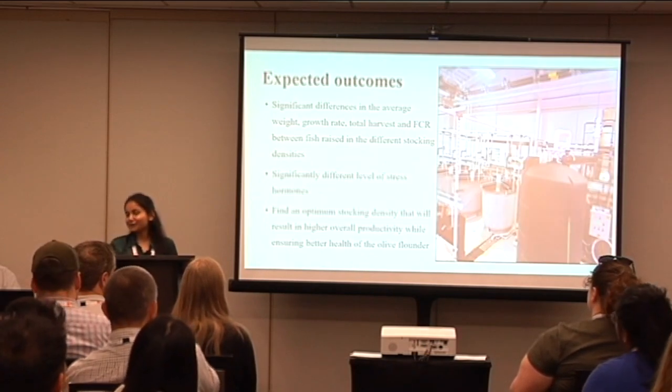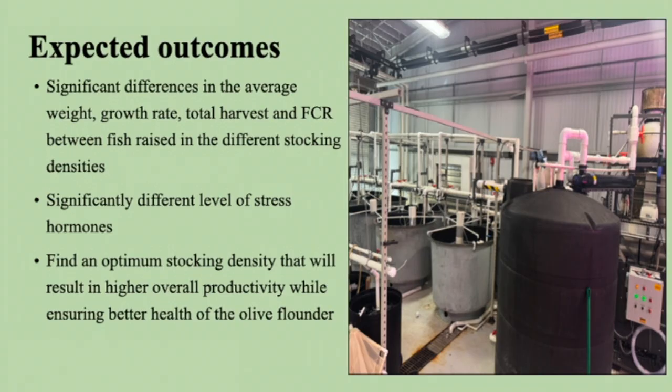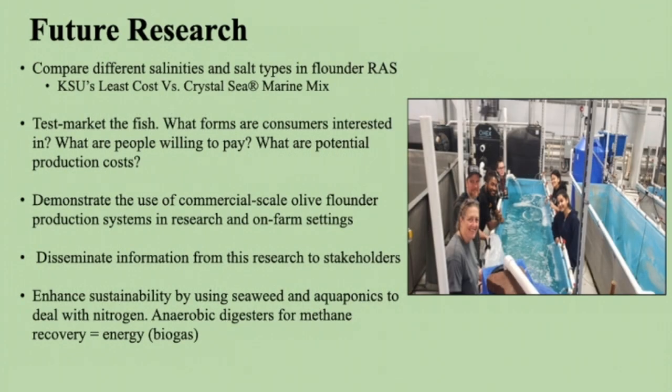So we also have the expected outcomes. At the end of the research, we expect that we'll have significant differences in the average growth weight, FCR, and the harvest weight between the fish in the different stocking densities. We also expect to have significantly different levels of stress hormone, and also we expect to find the optimum stocking density that will result in higher productivity, yet not compromise the health of the fish.